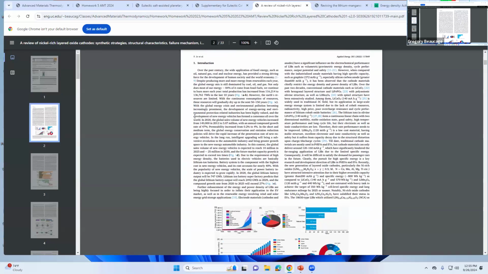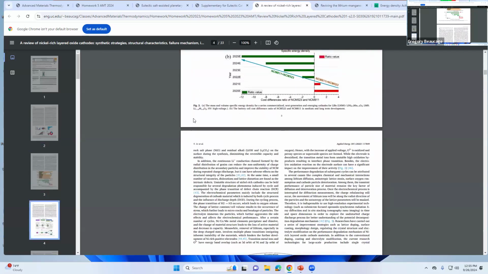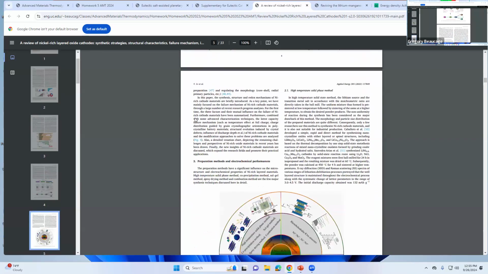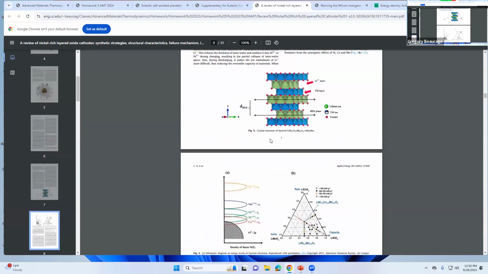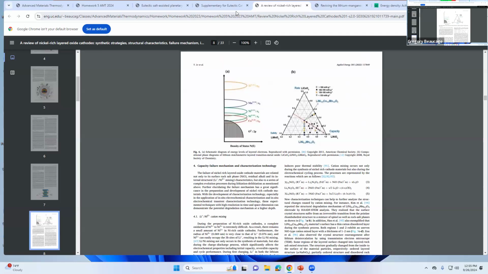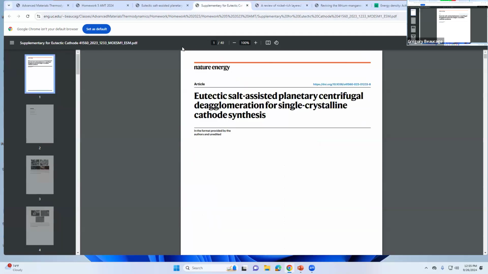You can look at that too if you want. This paper is just about the technology of batteries. I think it's interesting, but if you're not interested, you don't have to look at those.